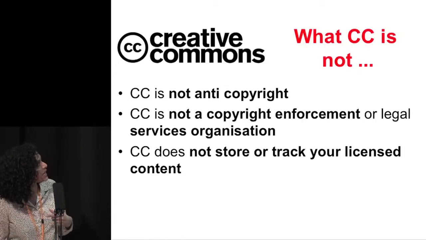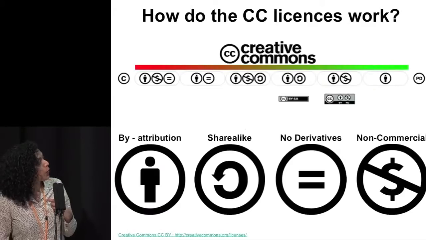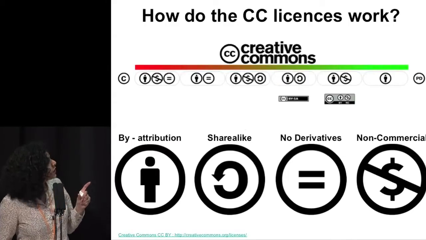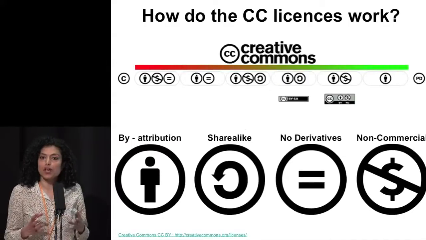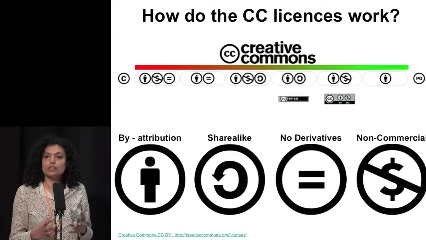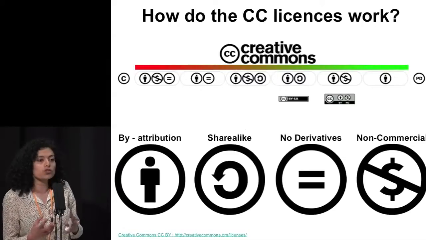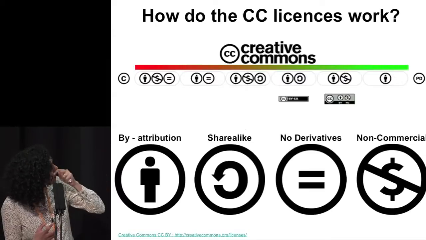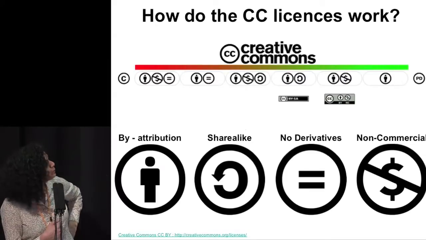Okay, so that's what it isn't. So there are six licences. I'm just going to run through very briefly the different ingredients, if you like, that go into the six different licences. There are four core ingredients that go into the different licenses. The six licenses are there on that kind of scale.